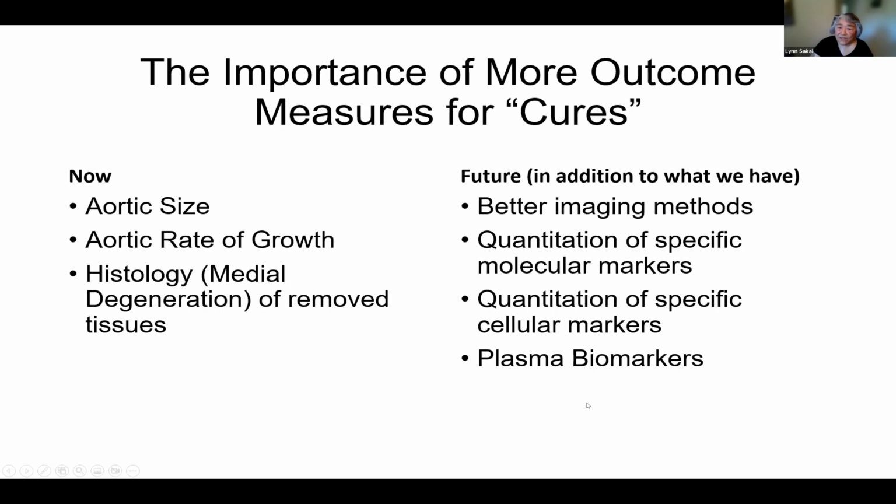So if you know that you're at risk for dissection, if you know you have an aneurysm, I think it would be pretty great if someday, like a diabetic, you had an in-home test and you could just prick your finger and see that your plasma biomarkers are stable and go about your day. I think that's one of the hopes that we have for the future.